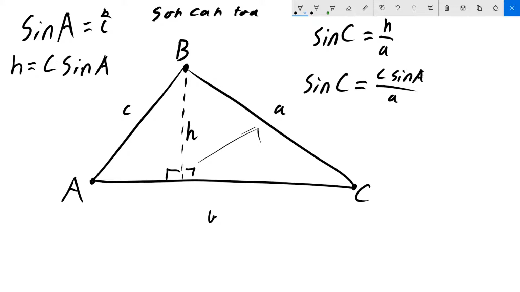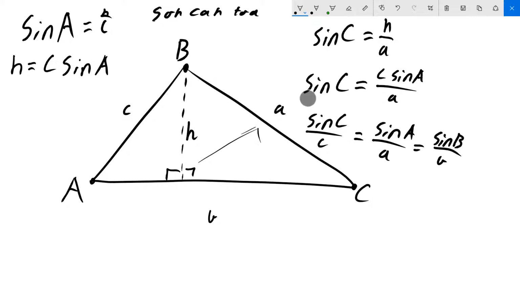Now I want to get this C over to the other side, so I'm going to divide both sides by C. We now get sine C divided by C equals sine A divided by A. And you can find that all this is equal to sine B over B. Why? If we apply the same logic to this exact same triangle, we can find the same is true.